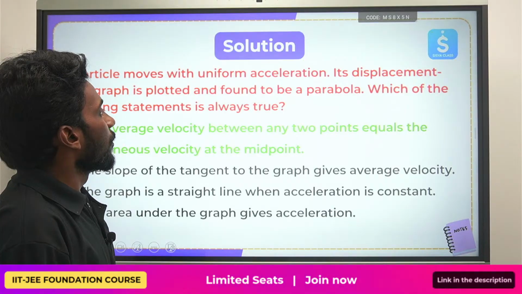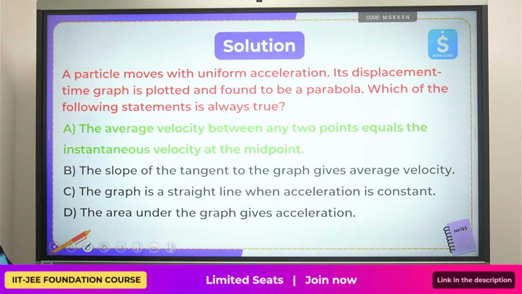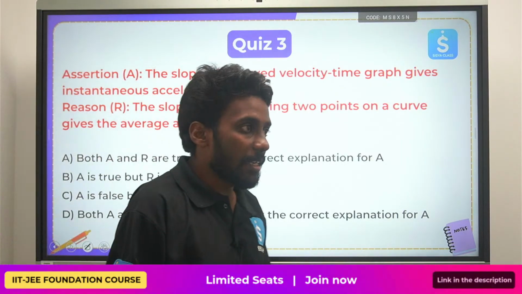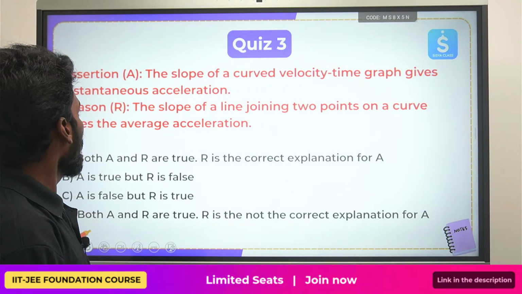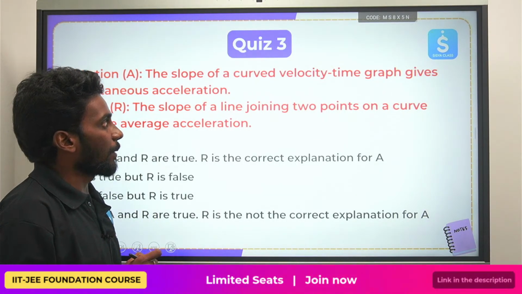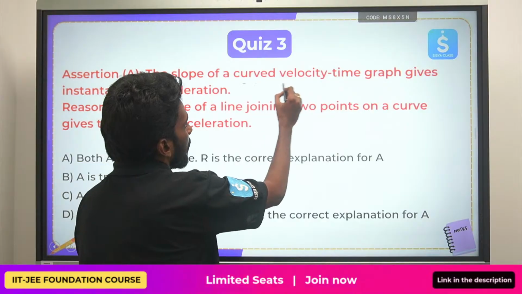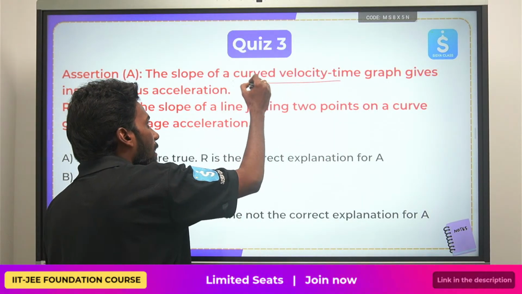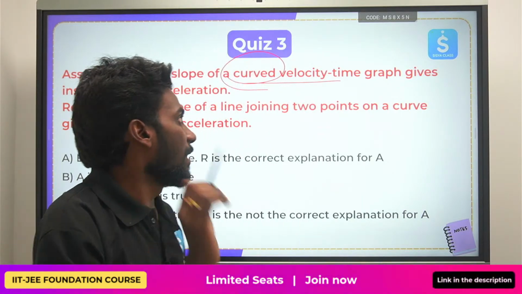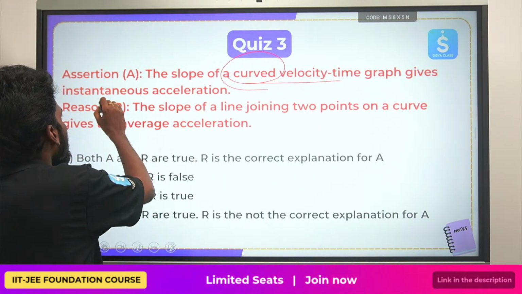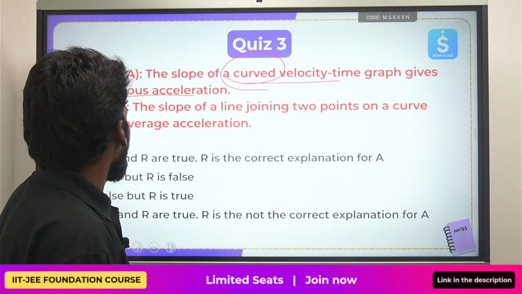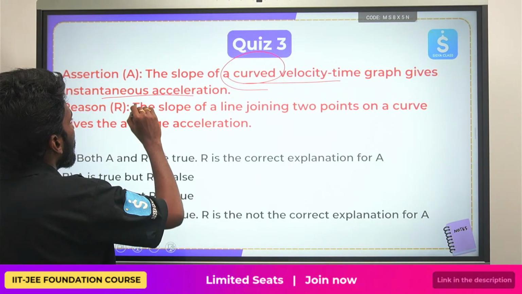A particle moves with uniform acceleration, its displacement, okay, fine, this is completed. Now coming to an assertion reason type question. The slope of a curved velocity time graph gives instantaneous acceleration. The slope of a curved velocity time graph, it is curved, right? Curved means variable. Curved means always variable. Velocity time graph gives the instantaneous acceleration, right? The slope of a curved velocity time graph gives instantaneous acceleration.